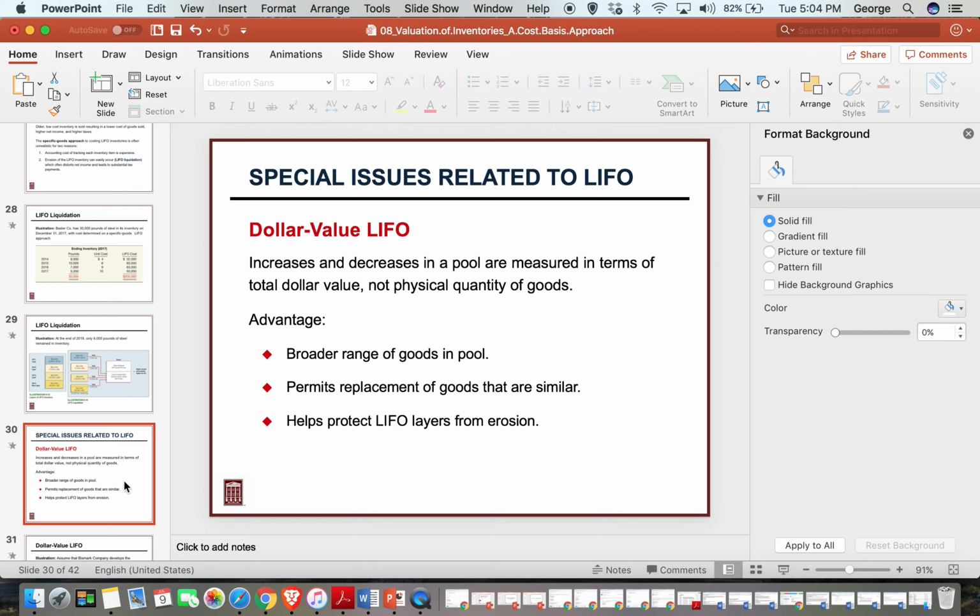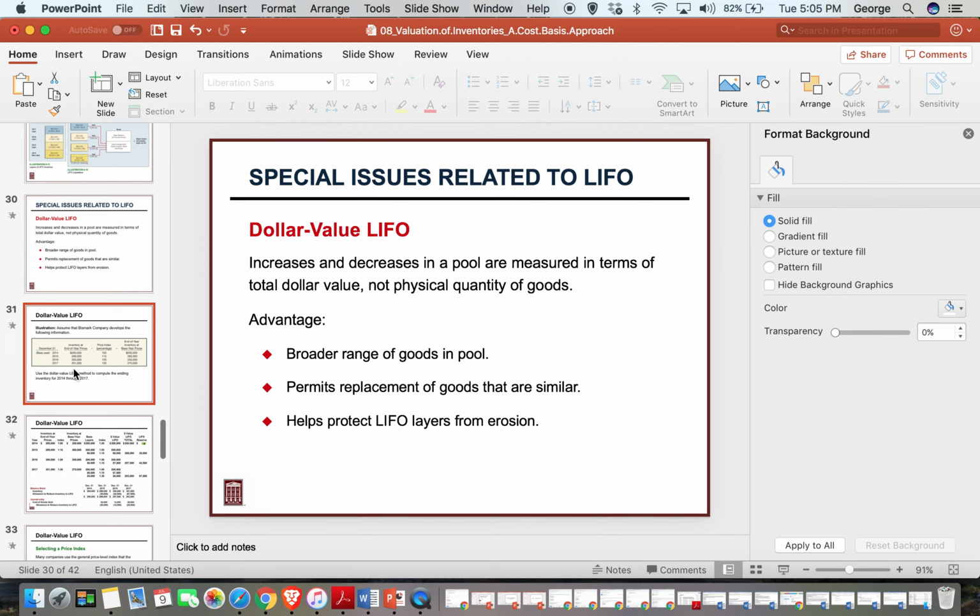Another issue related to LIFO is dollar value LIFO, where increases and decreases in a pool are measured in terms of total dollar value rather than the physical quantity of the goods. So we can have a broader range of goods in a pool. We can put in goods that are not like the other inventory items we're selling. It permits replacement of goods that are similar, and helps protect LIFO layers from erosion.